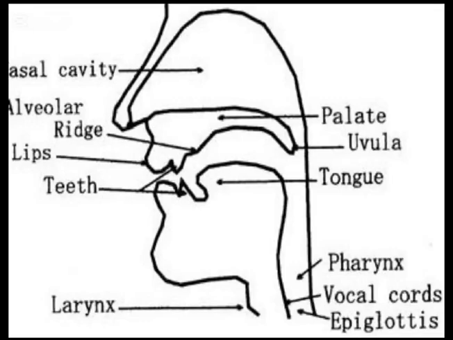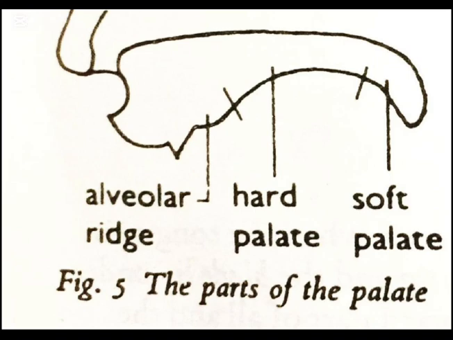How the speech organs work in English. What you can see now is a side view of the parts of the throat, mouth and nose, which are important to recognize for English. As you can see here, we have nasal cavity, alveolar ridge, lips, teeth, larynx, epiglottis, vocal cords, pharynx, tongue, uvula, and palate. These are the organs of speech.